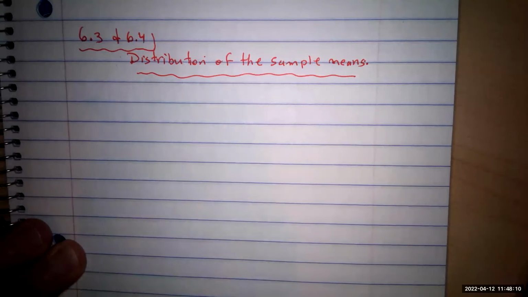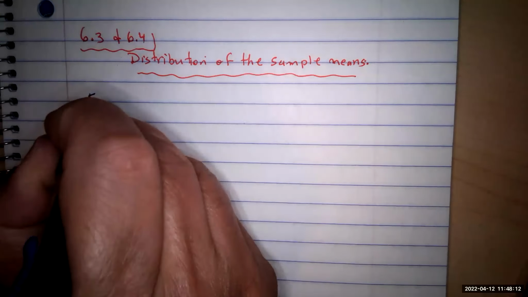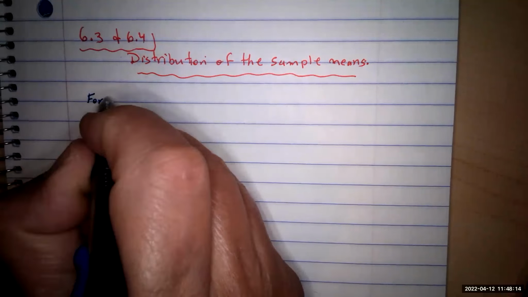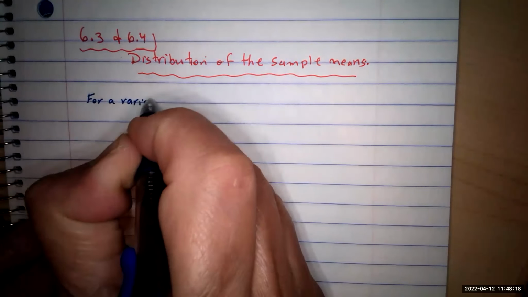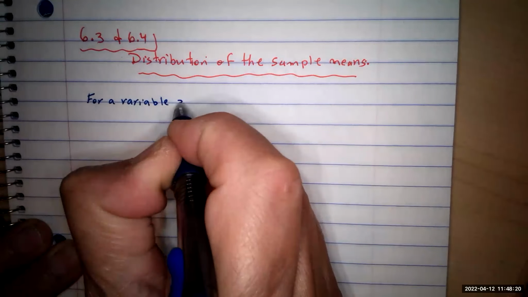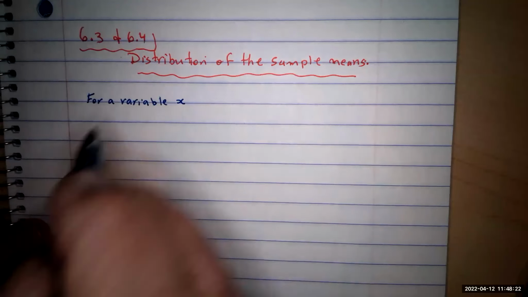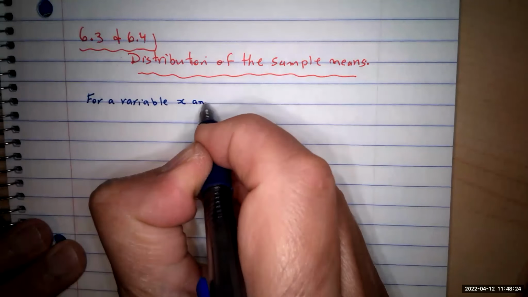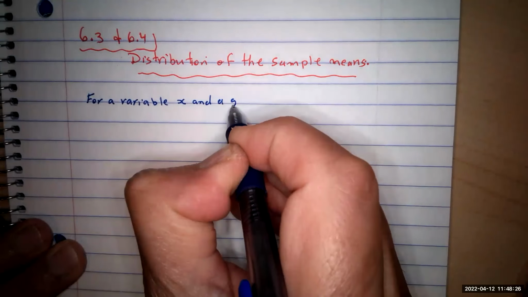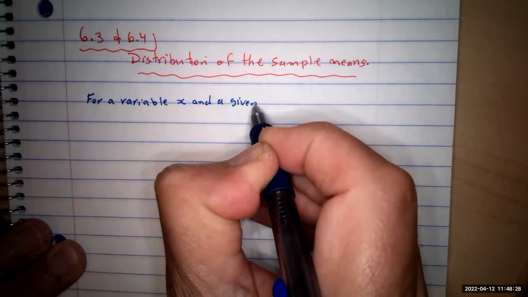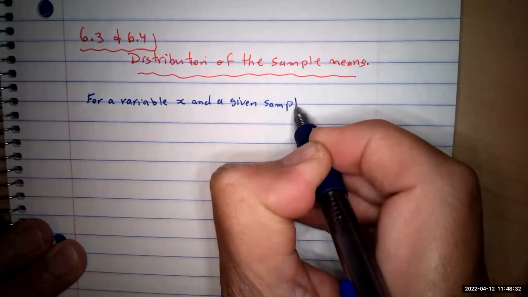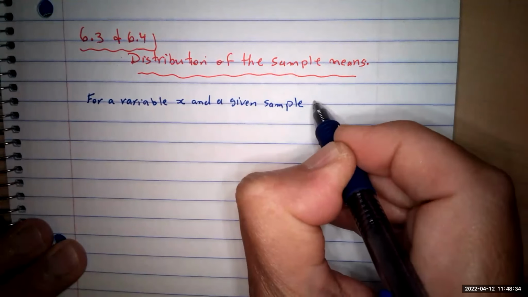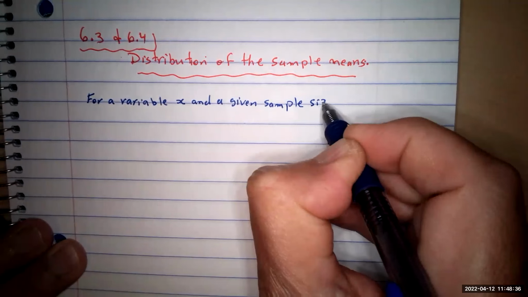So let's start with the variable. For a variable x, that will stand for something which is normally distributed, and a given sample size n. This n is going to be fixed through the argument.